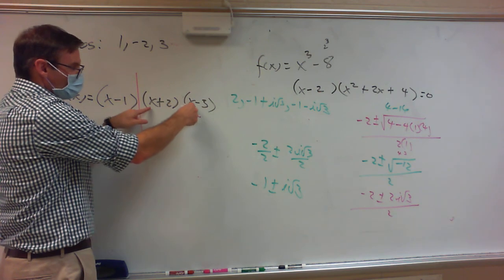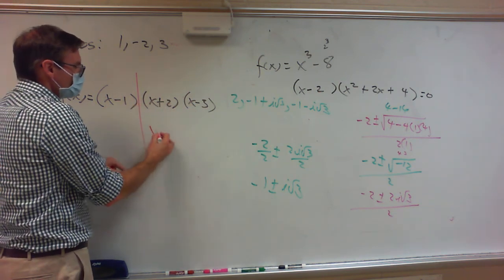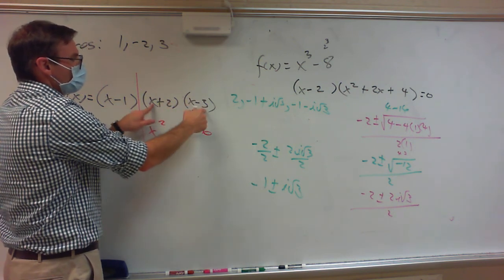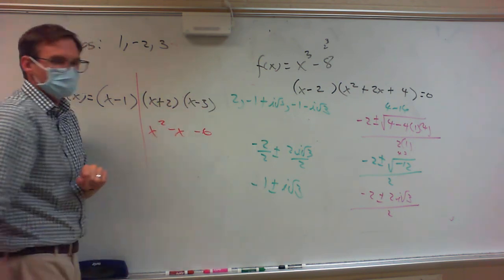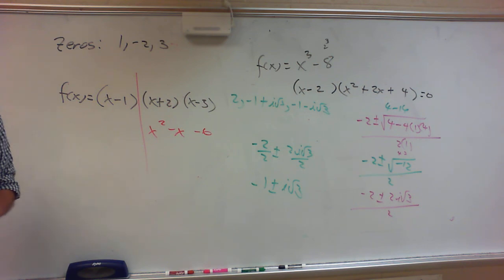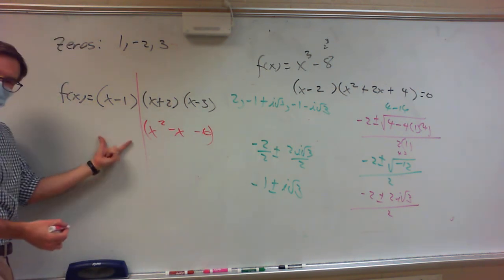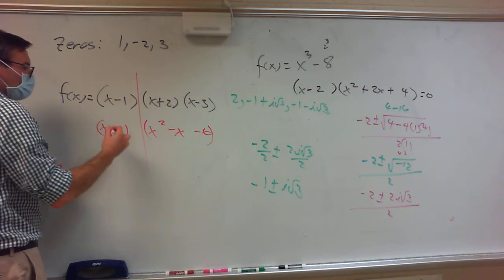We're going to get 3 terms. This times this gives me x squared. This times this gives me negative 6. 2x minus 3x is a minus x. And then you bring down the x minus 1.